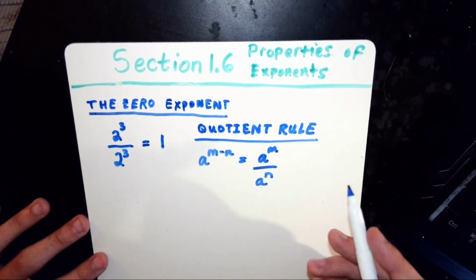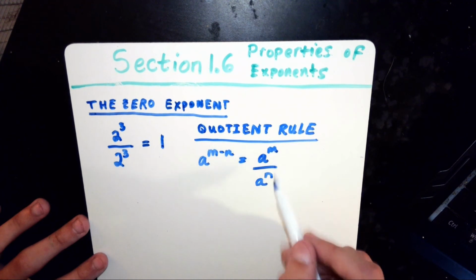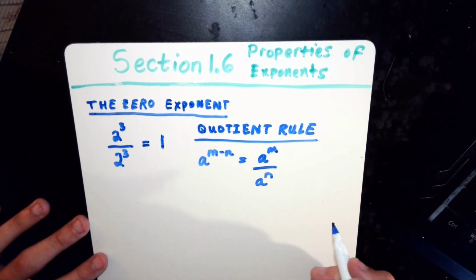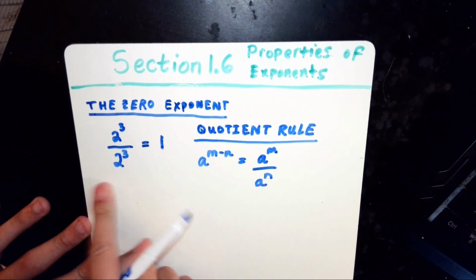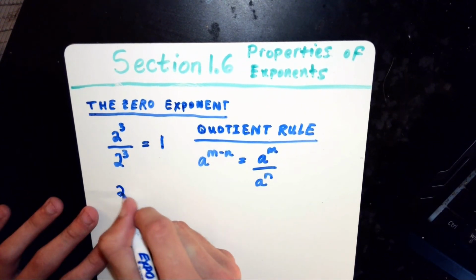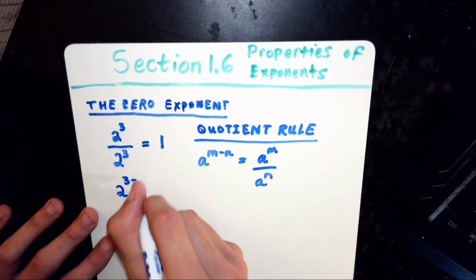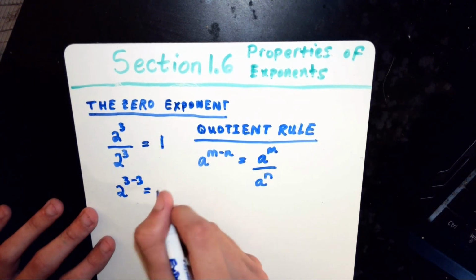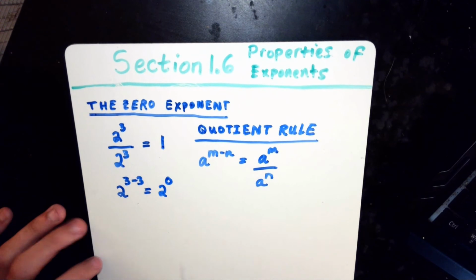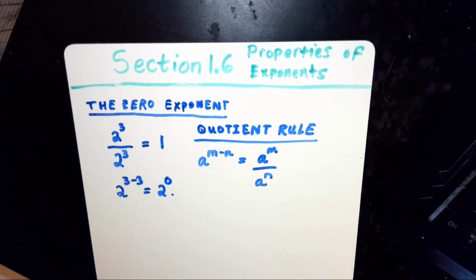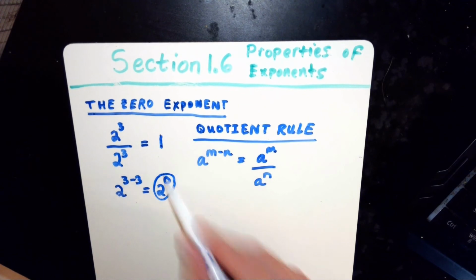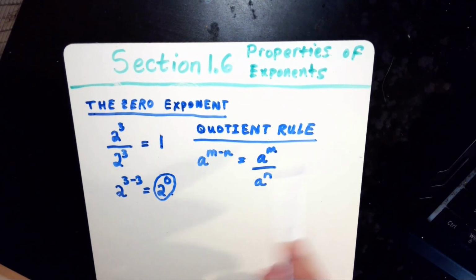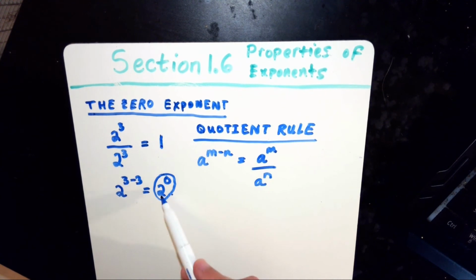So really, what we've got to do is subtract them. We're using 2 now, so we've got 2 to the 3 minus 3, which is 2 to the 0th power. Well, we don't have a definition for 2 to the 0 yet, but we'd like this to be consistent with the quotient rule.